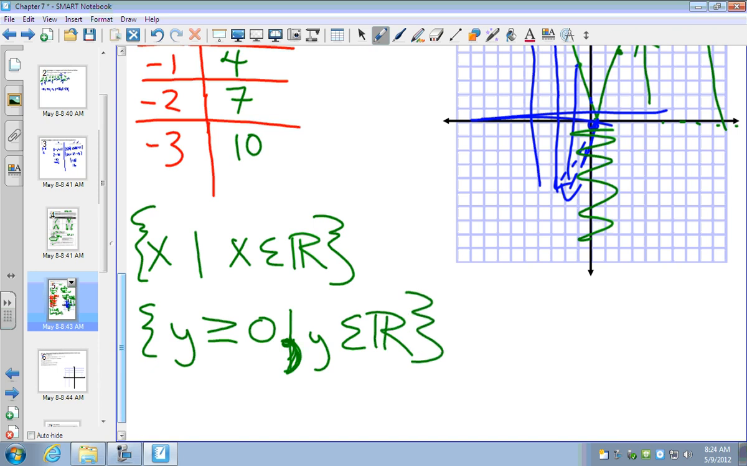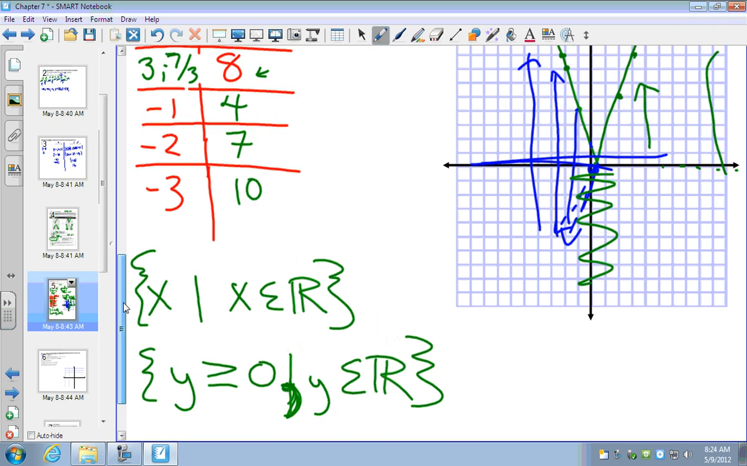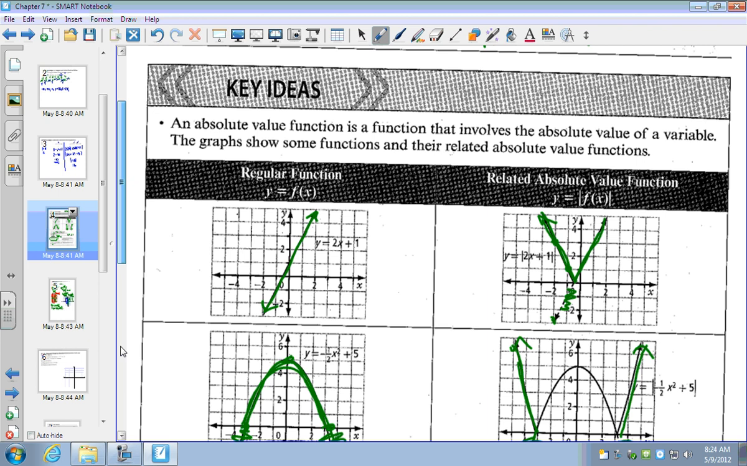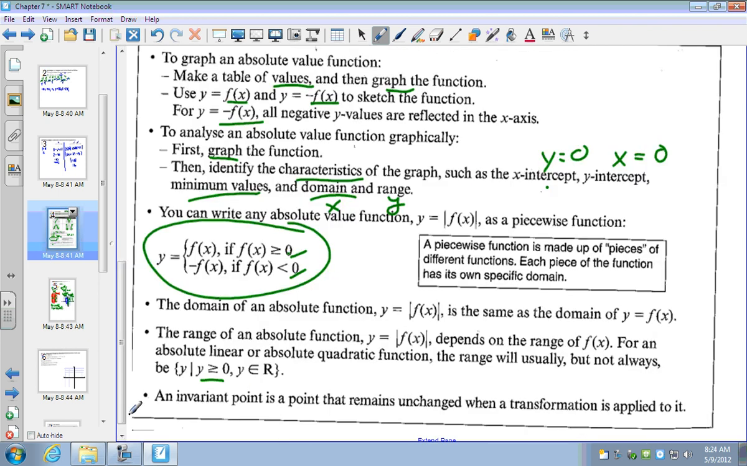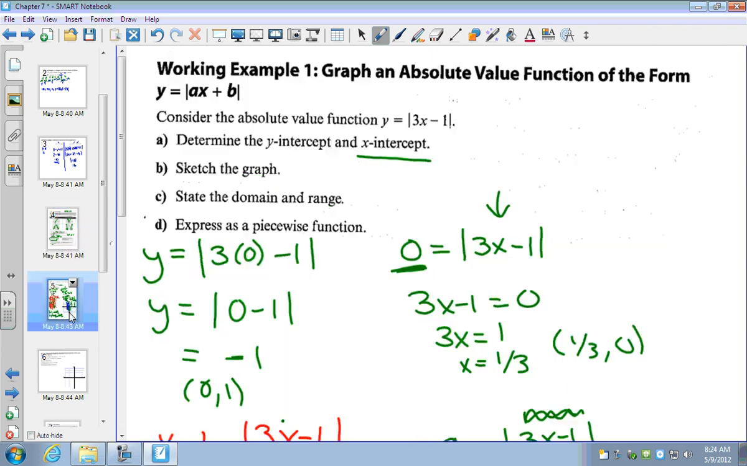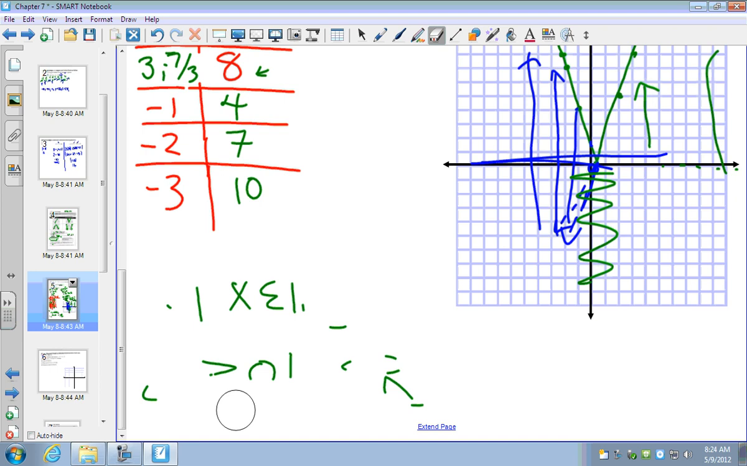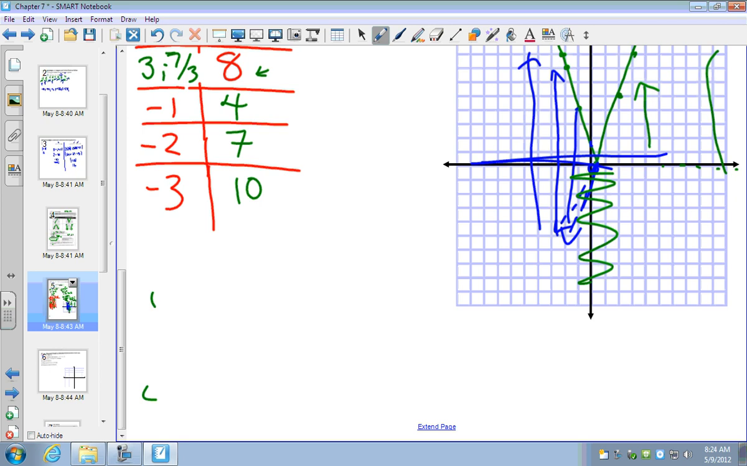Okay. Last thing it asks is to write this as a piecewise function. So remember back from the first page, piecewise means that we write y is equal to f of x if f of x is greater than or equal to 0, and y is equal to negative f of x if it's less than or equal to 0. Okay, so let's set that up here. So we're going to write y is equal to 3x minus 1, any time from here on.